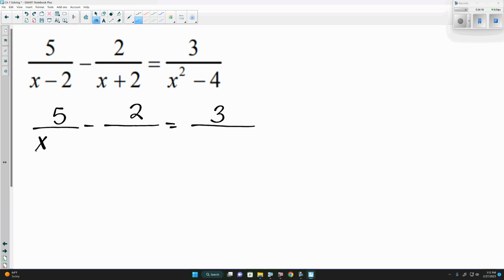Well, looking at this here, the x minus 2 is factored. The x plus 2 is already factored. But we can factor the x squared minus 4. X squared minus 4 is a difference of perfect squares. So we get x plus 2 and x minus 2. Now, what would our restrictions be? Because negative 2 will make x plus 2 be 0. Positive 2 will make x minus 2 be 0. So those are our 2 restrictions.